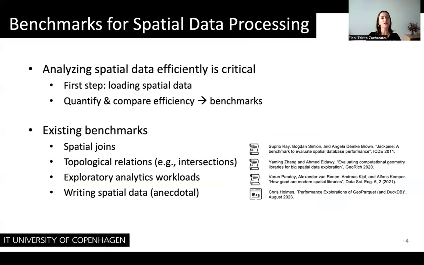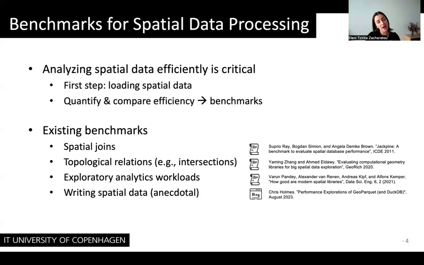As I mentioned earlier, efficiently analyzing spatial data is critical for many applications. The first step in any analysis pipeline is loading the data into the system that will be used for the analysis. Efficient data loading is crucial because it can become a bottleneck when dealing with large datasets.